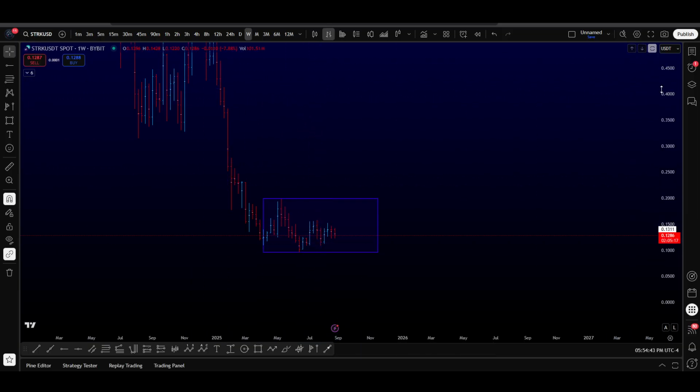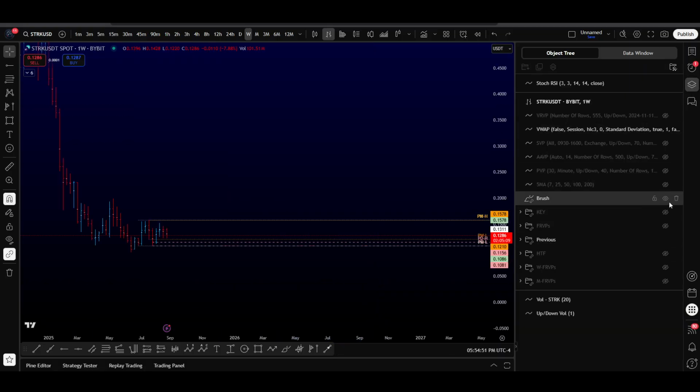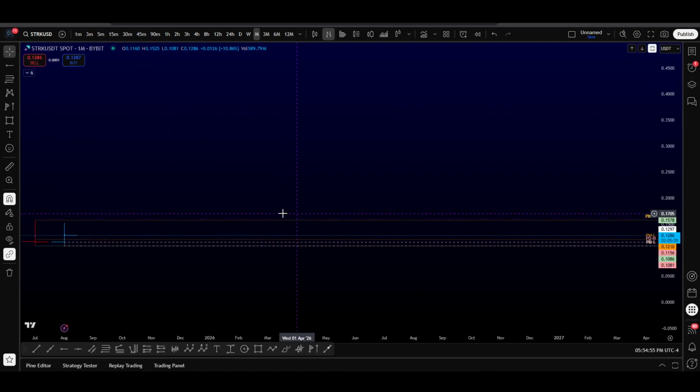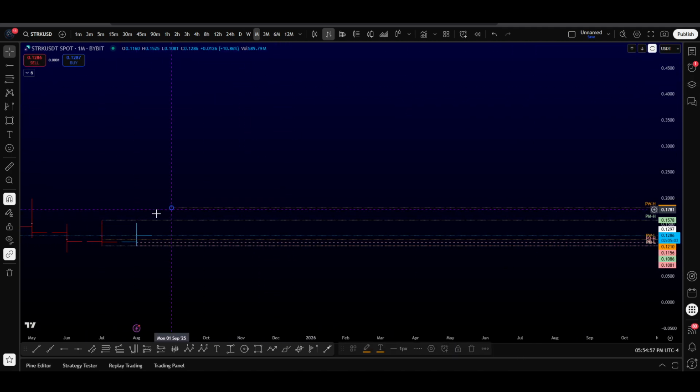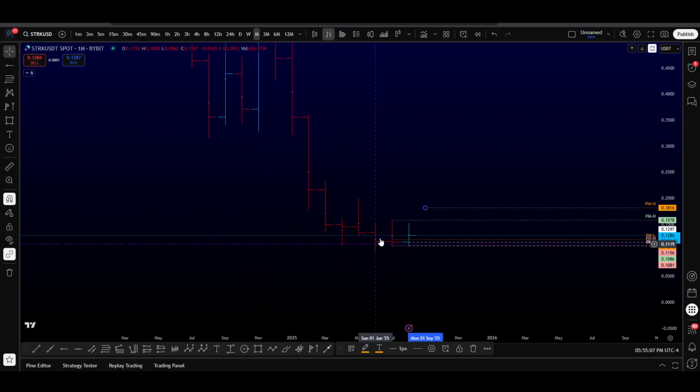So just to start off, I wanted to go over the previous levels. All right, so let's go ahead and turn those on. I haven't updated those in quite some time. Let's go ahead and start with the monthly. So the previous month is still intact. August is not over yet. Let's go ahead and fast forward to the weekly.